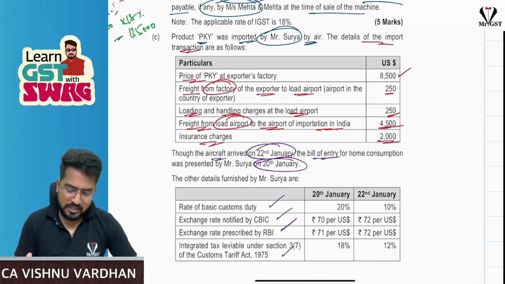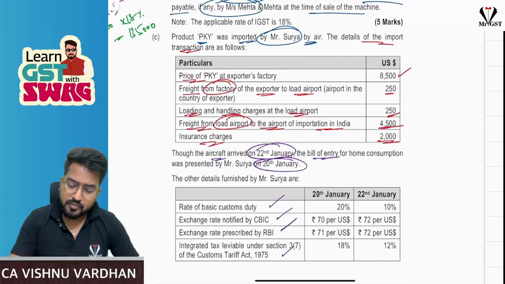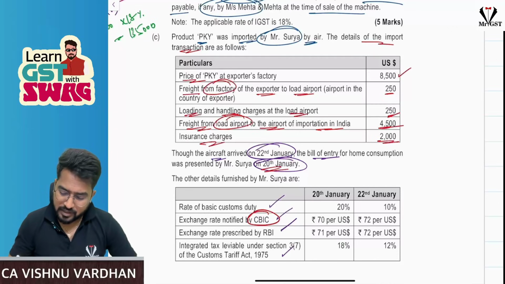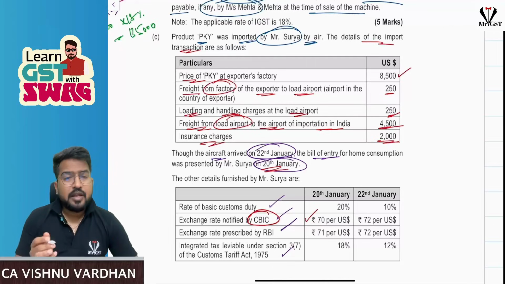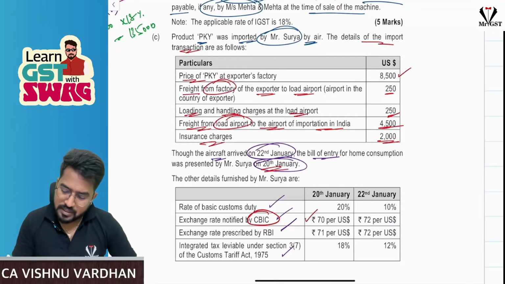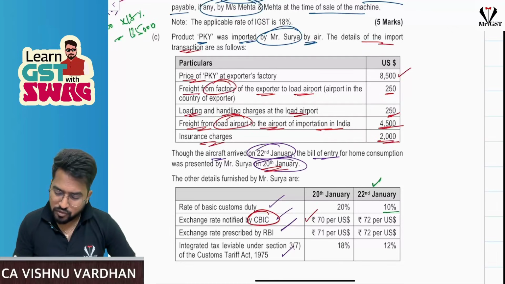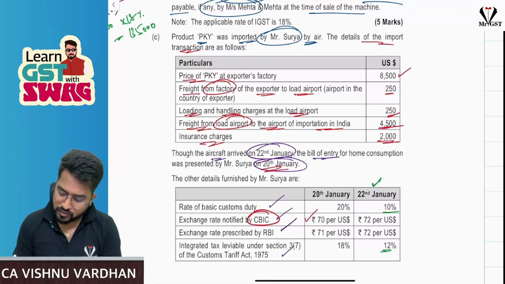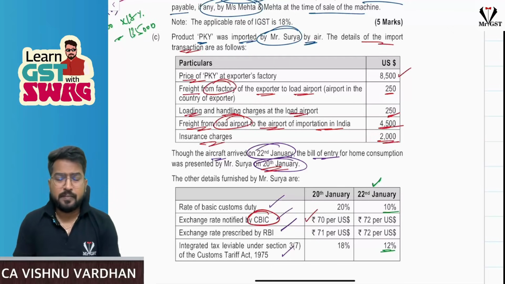Okay. Now, please understand. Here, the exchange rate will always be taken as per CBIC on the date of filing the bill of entry. Bill of entry filing date is 20th Jan. And for customs duty we will take the date of entry inwards or bill of entry, whichever is later. Which is later? 22nd Jan is later. So we'll take basic customs duty rate of 10%. In the same way, IGST also we will take at the rate of 12%. Okay, that is the point here.